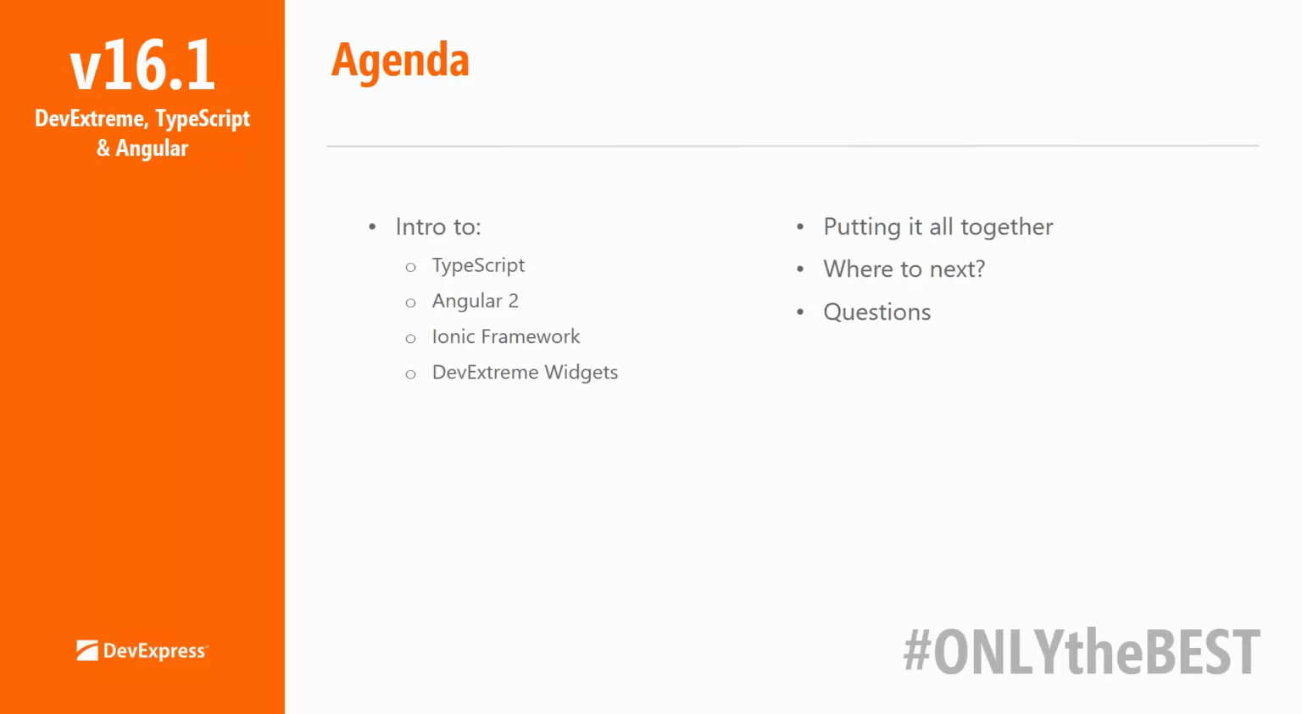Now, what we'll do is we'll step through a little bit of a TypeScript primer, and I'll talk about a little bit about the architecture of an Angular 2 app, and then we'll have a look at the Ionic framework and then see just how easy it is to start adding in the DevExtreme widgets into that platform. We'll then show you some links where you can start heading from there and see what questions have been happening in the background.